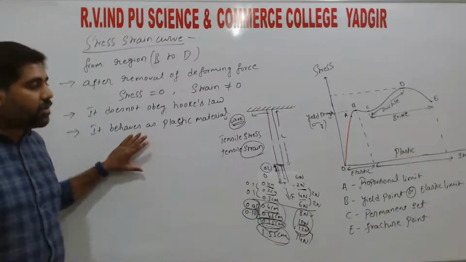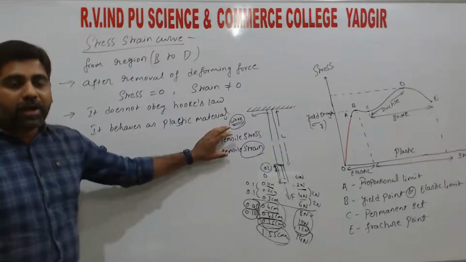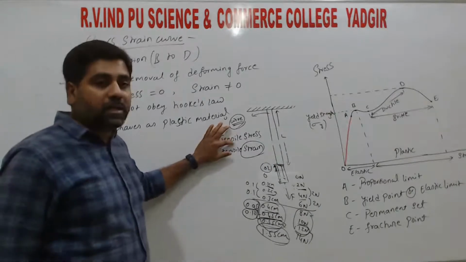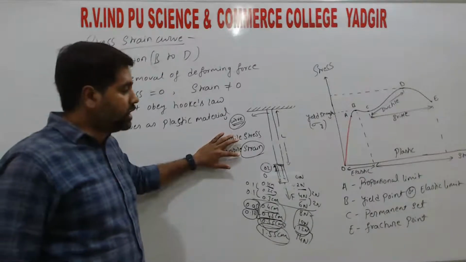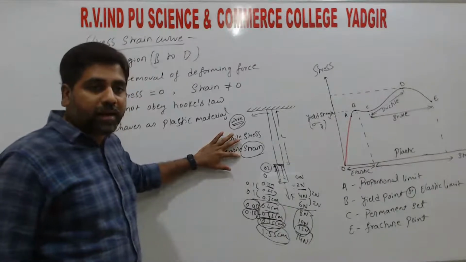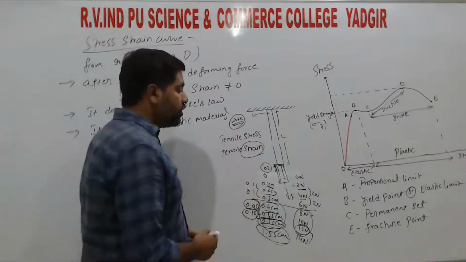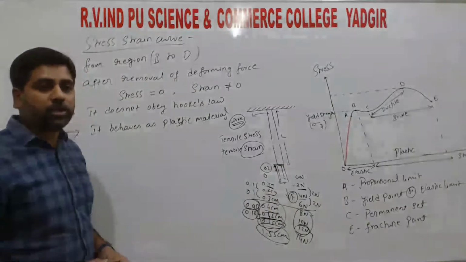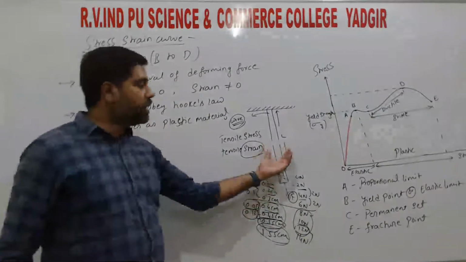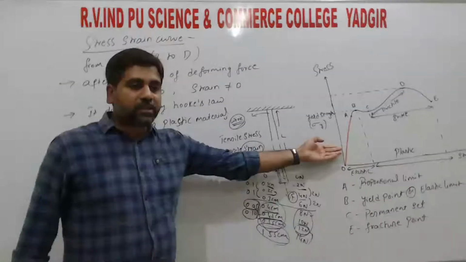So to study the stress strain curve, consider one wire to which we are applying tensile stress. Due to this tensile stress there is a tensile strain. So in general, where there is stress there is strain. So we are applying the load, that is the deforming force. As we keep applying the deforming force, we see what changes happen in this wire, right?